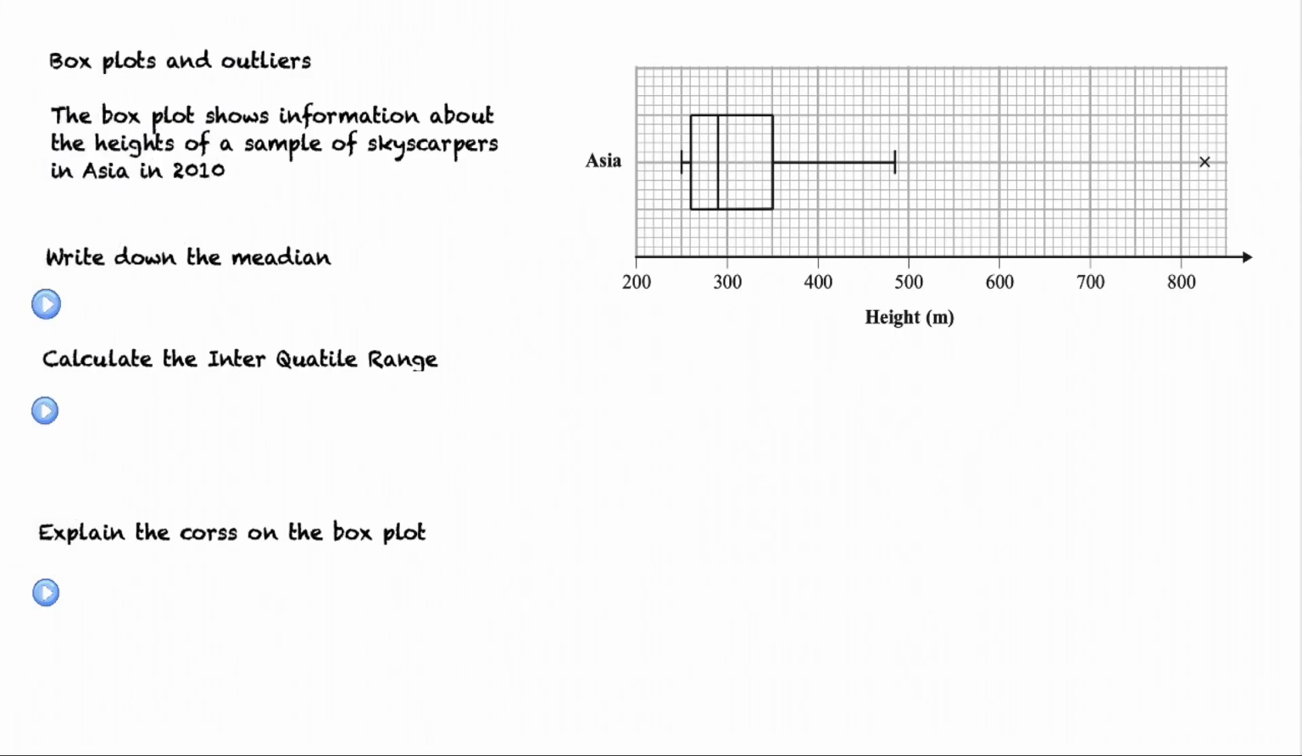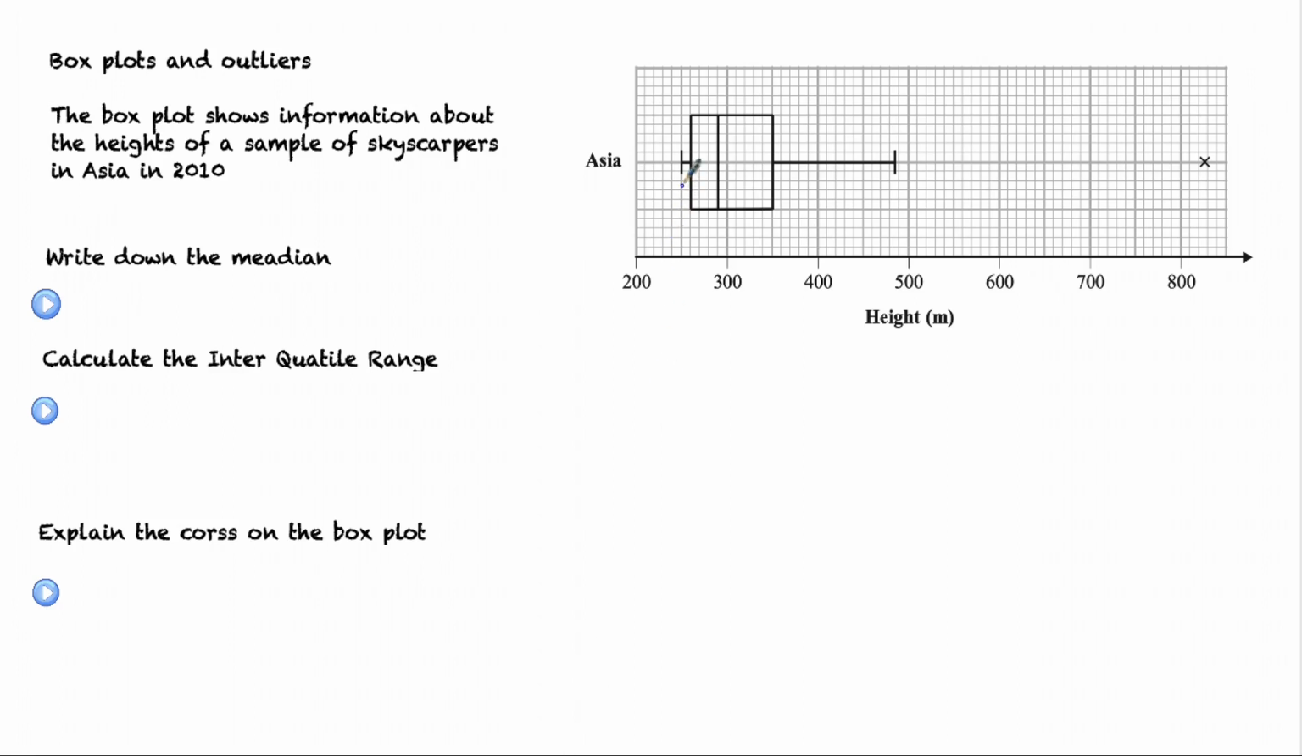Hello, in this video we're going to look at how to draw a box plot and how to find outliers. The box plot shows information about the heights of a sample of skyscrapers in Asia in 2010. Here's our box plot. Let me explain what this box plot shows us.